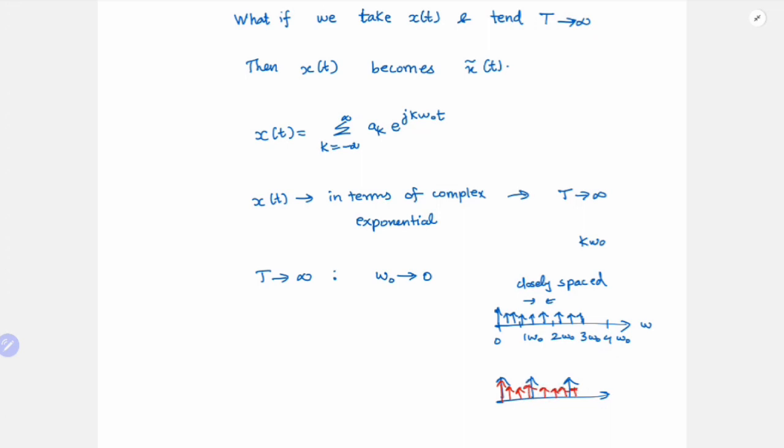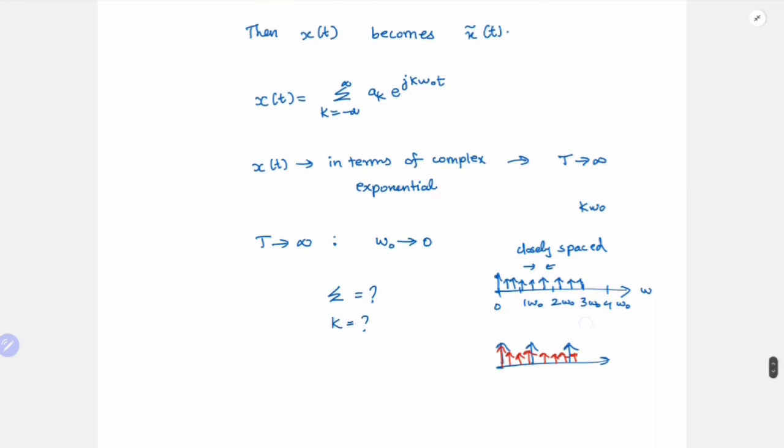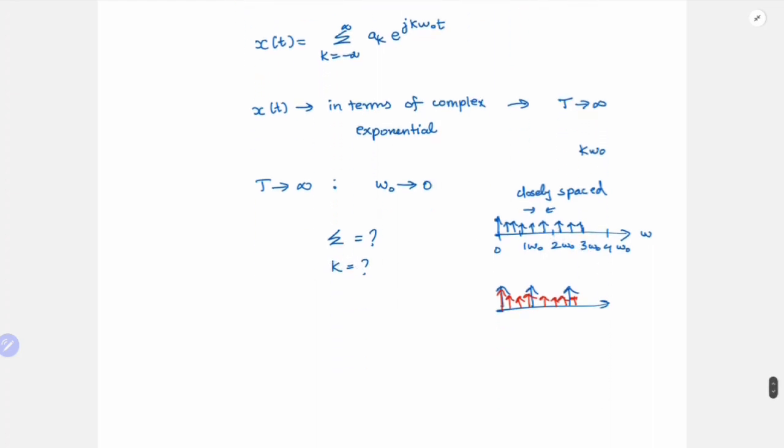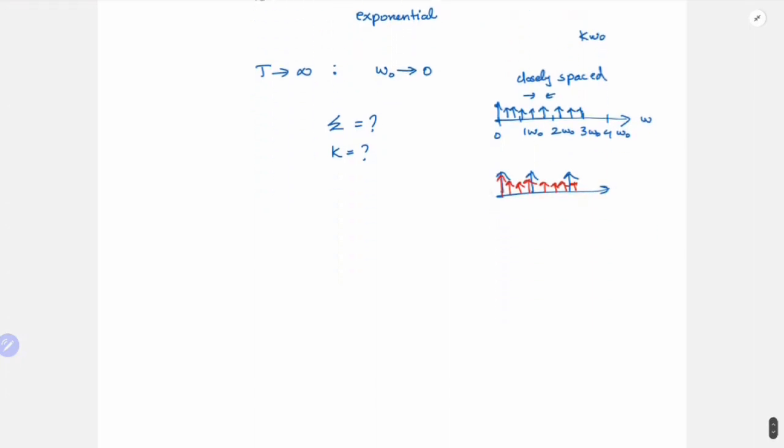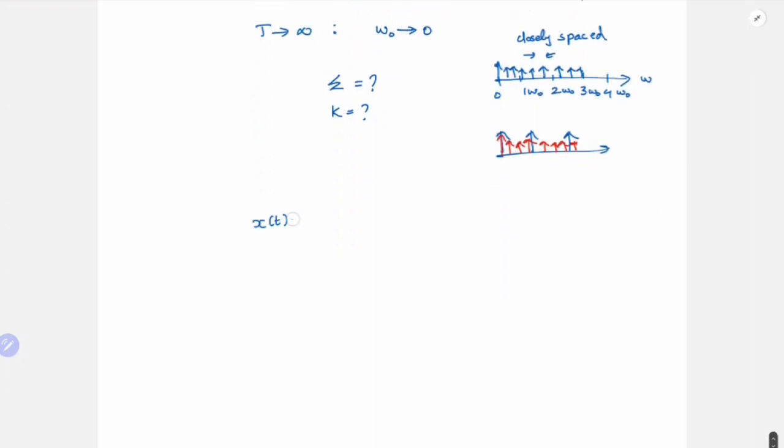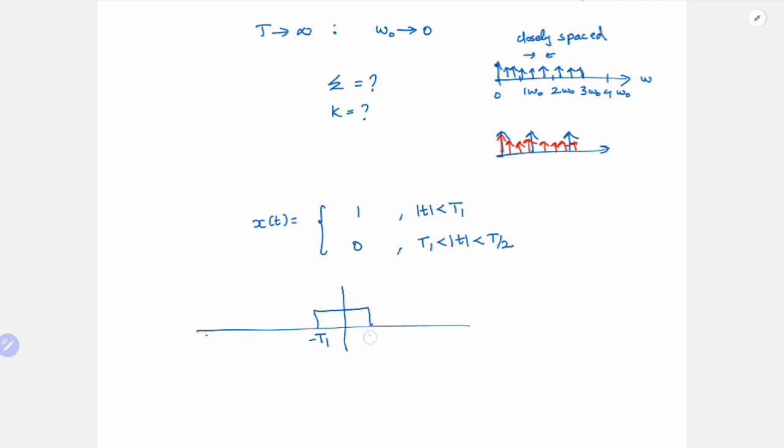So this we will visualize with an example, and we also need to know what happens to the summation. So we need to answer these two questions, right? Let's try to visualize it with an example. We already know the Fourier series for this signal. We derived it in the previous class. It is nothing but the periodic square pulse. So how does it look? It starts from minus t1 to t1, x of t, and it repeats every T.